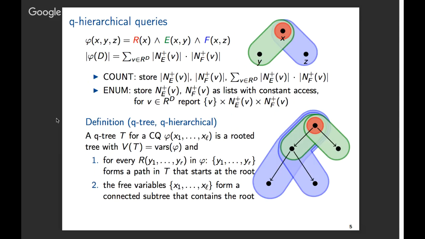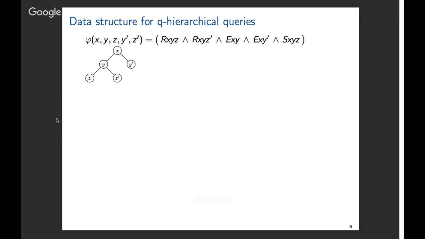So if a query has such a Q tree with these two properties, then we say that's Q hierarchical. And for these kinds of queries, we are able to propagate this simple idea from above and design a data structure that allows efficient enumeration, counting, and answering Boolean queries.